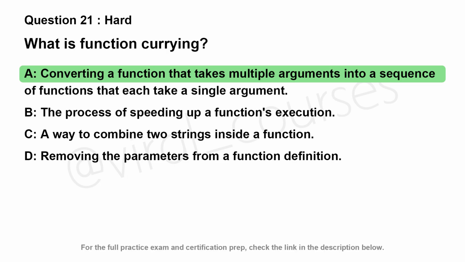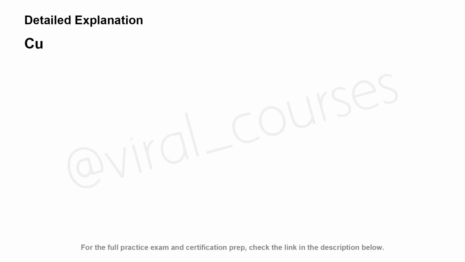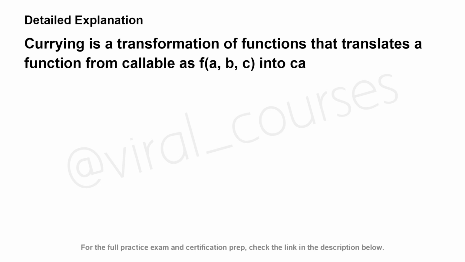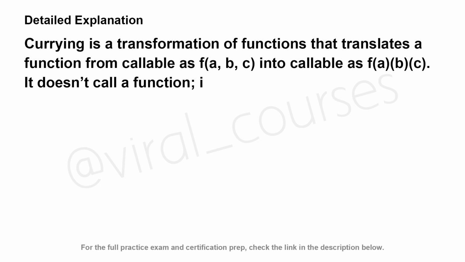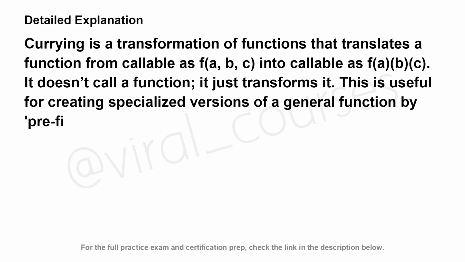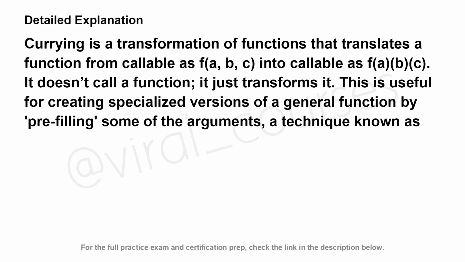The correct answer is A. Currying is a transformation of functions that translates a function from callable as f(a, b, c) into callable as f(a)(b)(c). It doesn't call a function. It just transforms it. This is useful for creating specialized versions of a general function by pre-filling some of the arguments, a technique known as partial application.